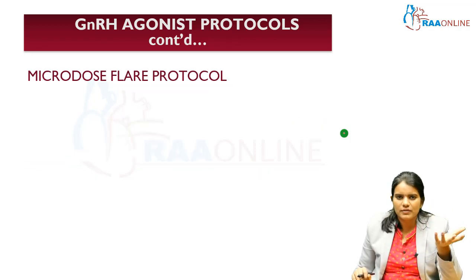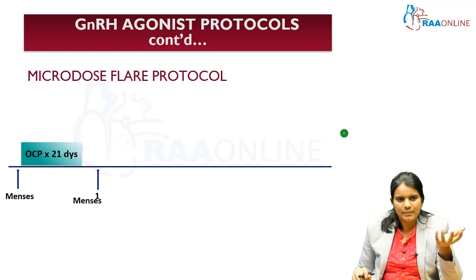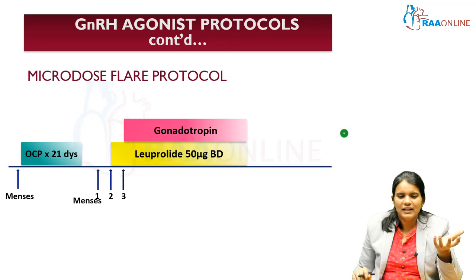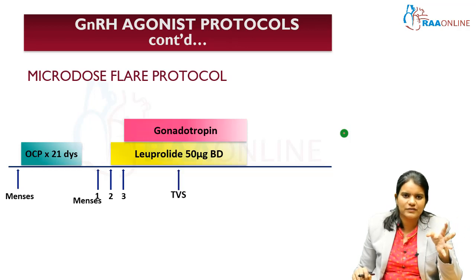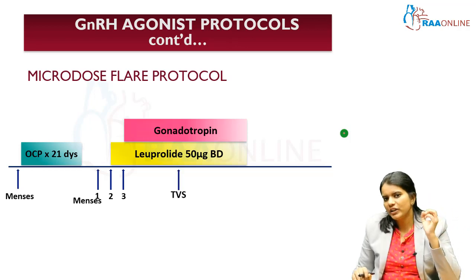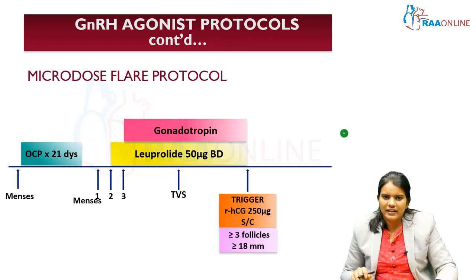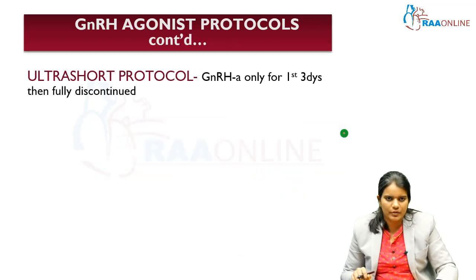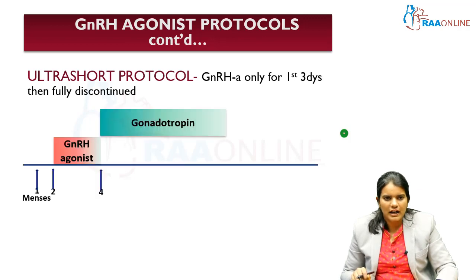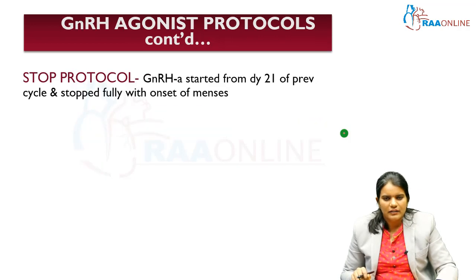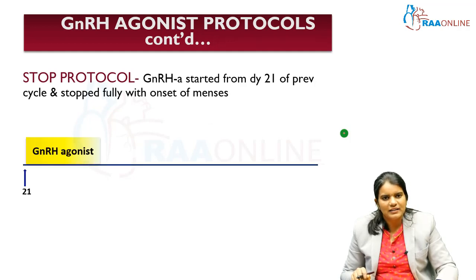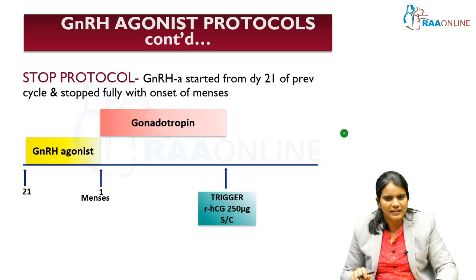Then there is a microdose flare protocol, where you give an OCP for 21 days, that is pills for 21 days, and you start the agonist injection only for 2 to 3 days, which will cause the flare effect. And then you give the gonadotropin. It's not given till the day of trigger, but only for 3 days. Then you give the trigger injection after the follicles have grown, and then do the pickup and the ET, or the embryo transfer. Then there is the ultra short protocol. Then there is the stop protocol, where once the period starts, we stop the agonist.